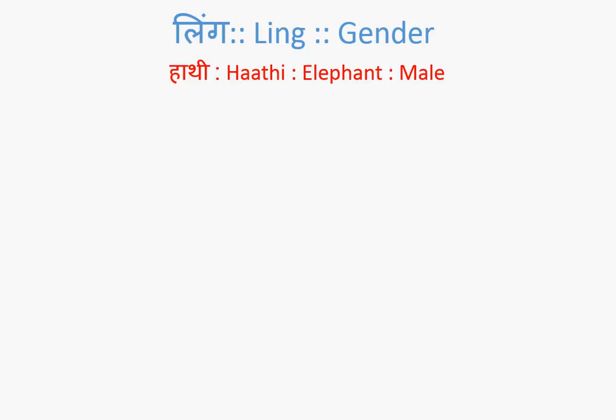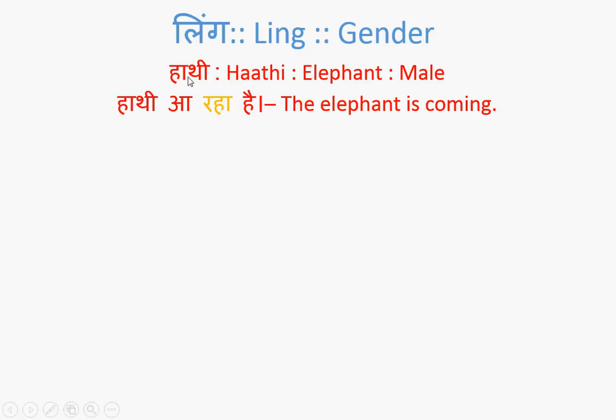Then, this is a unique case. Haathi is elephant, male. Now just don't go by the E ending for Haathi. It is still a male. Okay? So, just keep this example very clearly in mind. Haathi is an elephant, a male elephant. Hathni is female. So, the elephant is coming towards you. You say, Haathi aa raha hai, not aa rahi hai. Haathi is a male. Okay? So, Haathi aa raha hai.